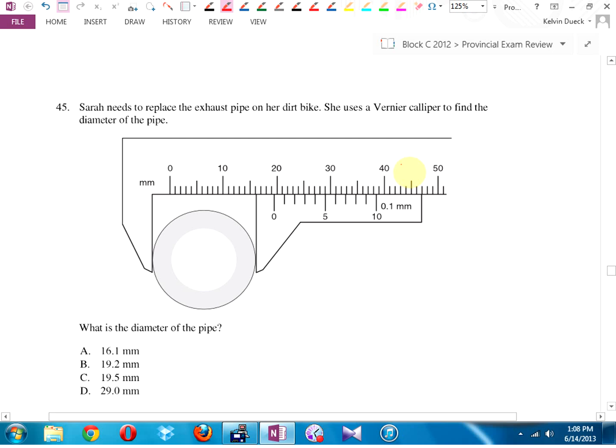Reading a Vernier caliper, which we haven't done because I don't have the equipment and I didn't have time to fit this into the measurement unit. So I'm going to teach it to you on the fly. Okay?